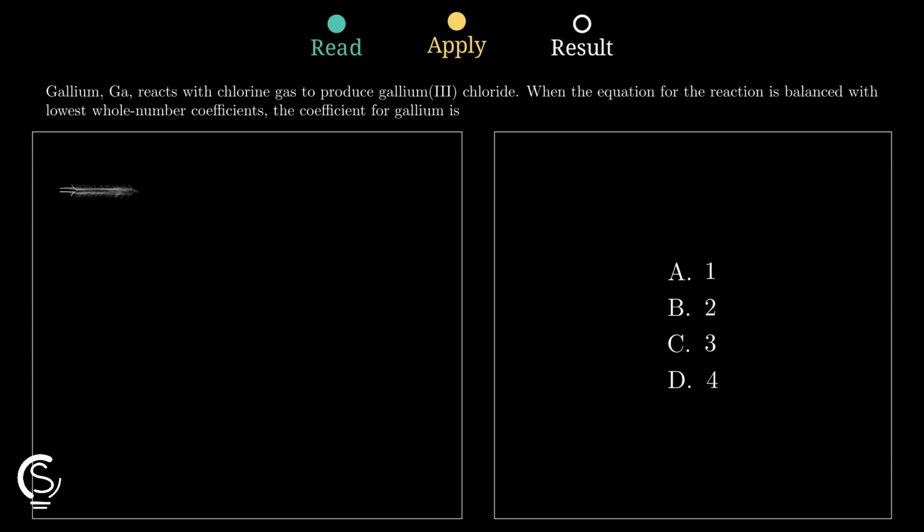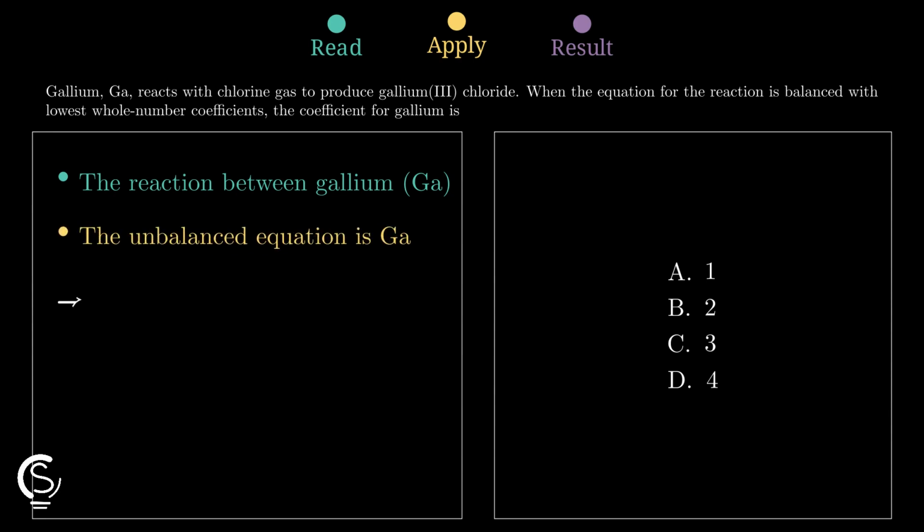Next, we look at the chlorine atoms. Since we have 2 on the left and 3 on the right, we must find a common multiple of 6 to balance them out perfectly. We place a 3 before chlorine and a 2 before gallium chloride. Finally, adding a 2 before gallium balances everything, making option B our winner.